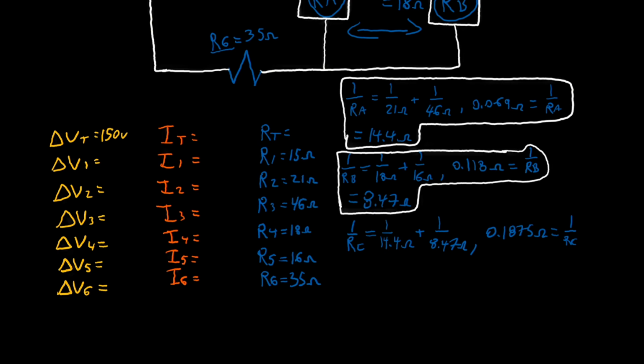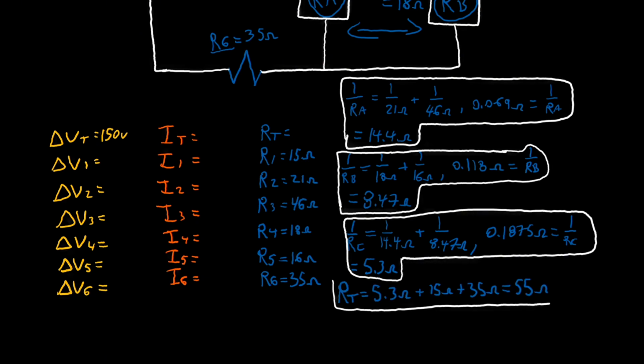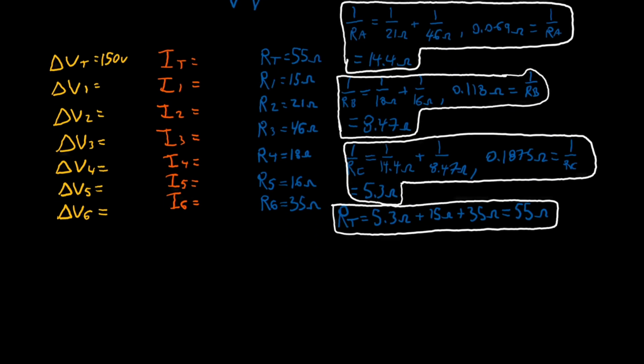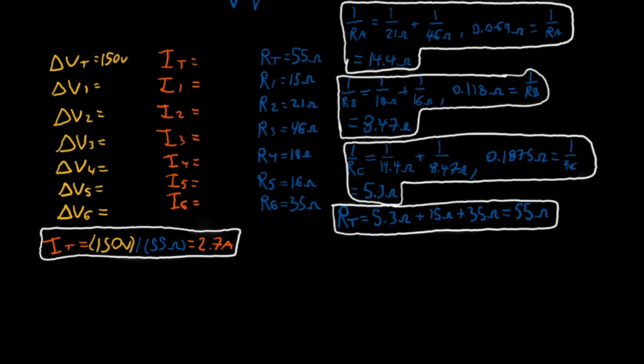reciprocal to find 5.3 ohms. And then finally, to find RT, we add 5.3 ohms plus 15 ohms plus 35 ohms to get 55 ohms for our total resistance. And now I wasn't kidding about this one being hard, and there's still so much to find. Luckily, we have the total voltage as well as now the total resistance, so we can find the total current. IT equals 150 volts divided by 55 ohms equals 2.7 amps.